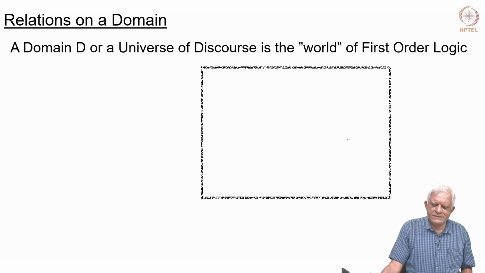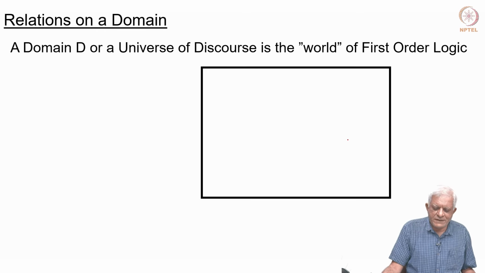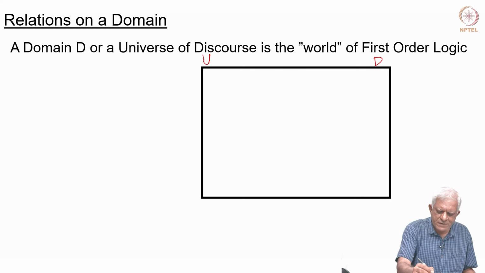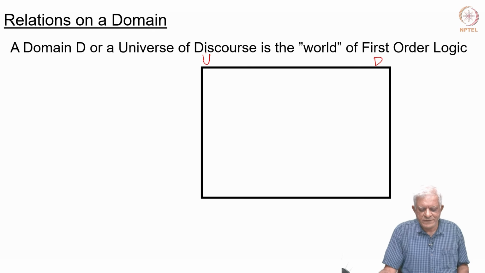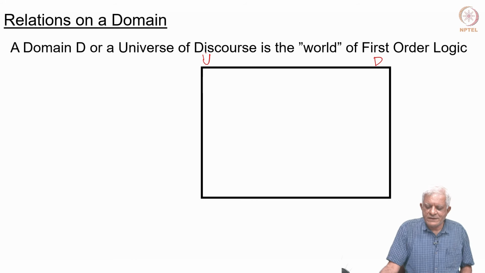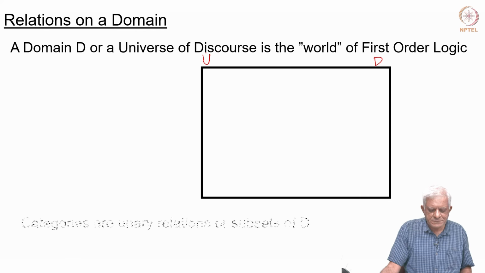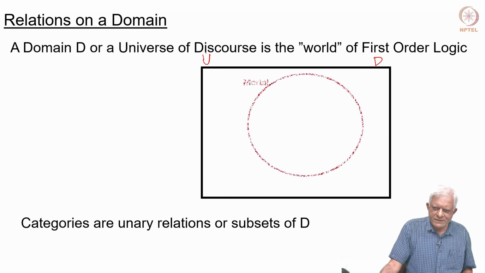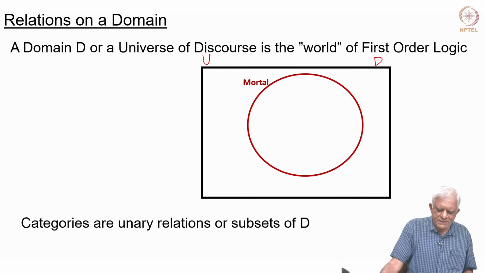So, when we talk about first order logic, we talk about a domain D, which is also in many textbooks called a universe of discourse. So, we can write D here, or we can write U here, depending on what is your preference. It does not matter, it is a name, and that domain is what a given language is talking about. So, that is a world in some sense of the sentences in the first order logic. Now, categories or classes are unary relations or subsets of D.